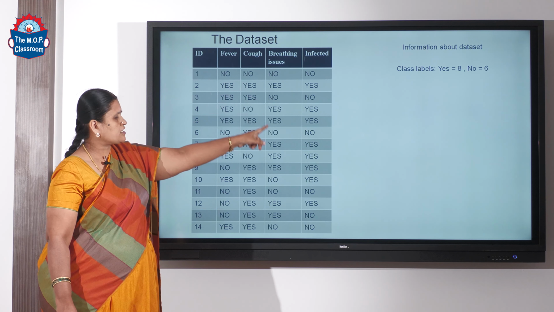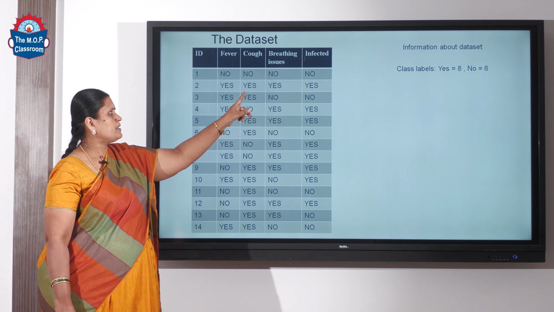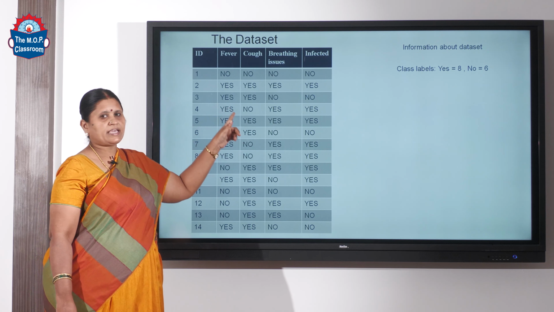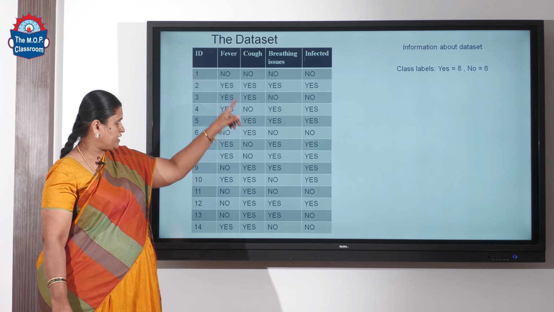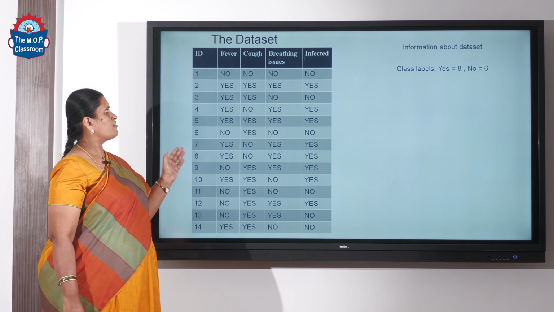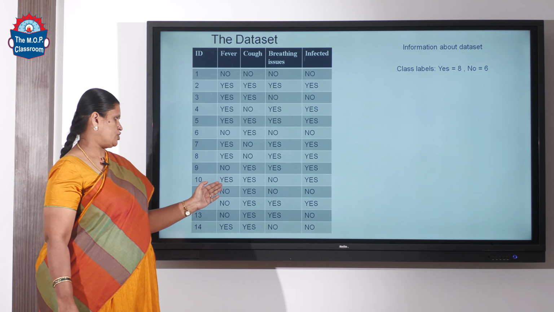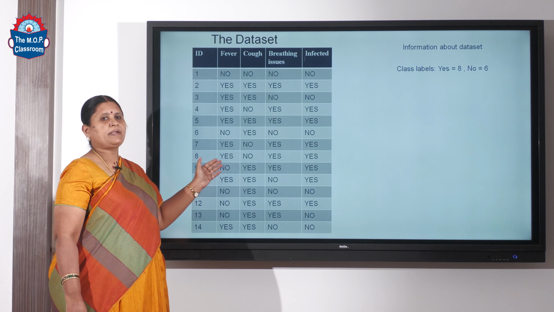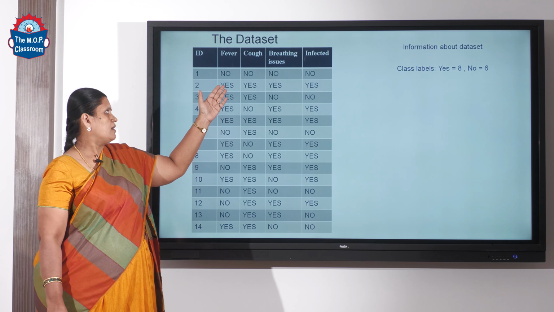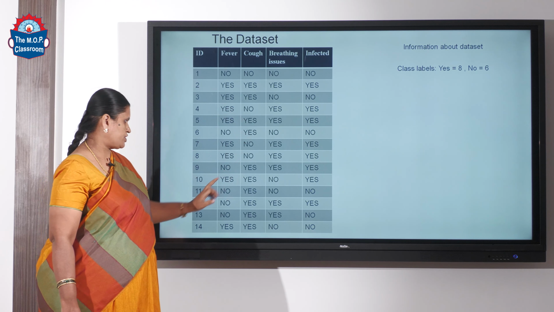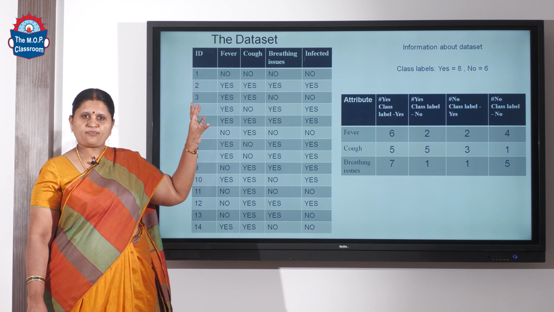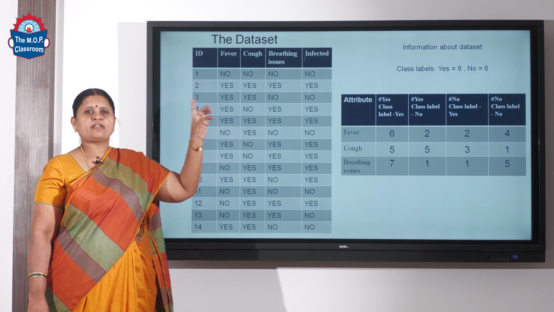The infected column which is available says how many cases are tested positive and how many cases are tested negative. So yes denotes positive and no denotes negative. There are three features available in the data set: fever, cough and breathing issues. All these attributes play a very important role to find out whether the patient is affected with COVID or not. Totally, there are 14 records, out of which 8 are affected positive with COVID and 6 are negative.